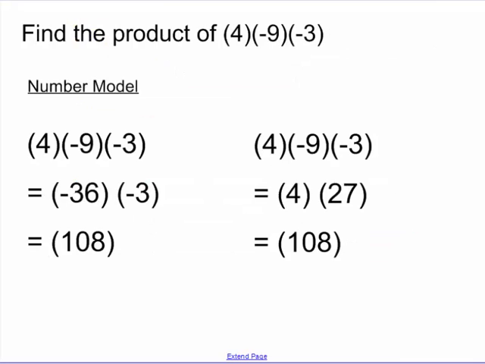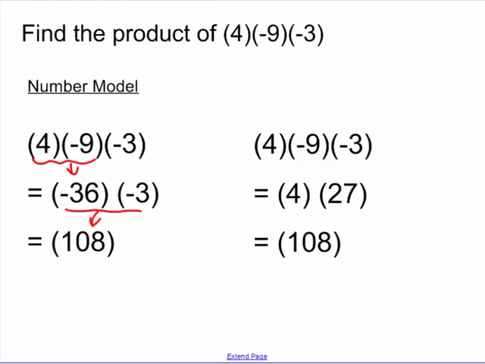So let's find the product of 4 times negative 9 times negative 3. So I've done this 2 different ways. So the first one, I'm going to multiply a 4 times a negative 9 together. So I know that that will have a negative result. And 4 times negative 9 is negative 36. The next line, I'm multiplying a negative 36 times a negative 3. I would expect a negative times a negative to give me a positive. And it does, and I get 108.